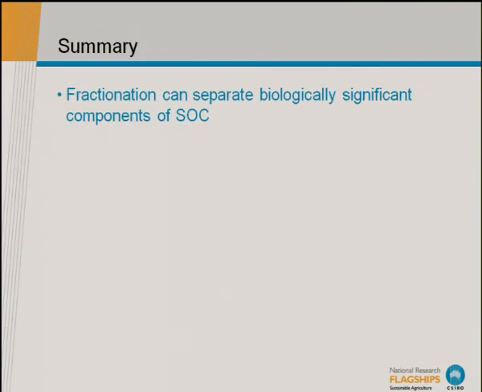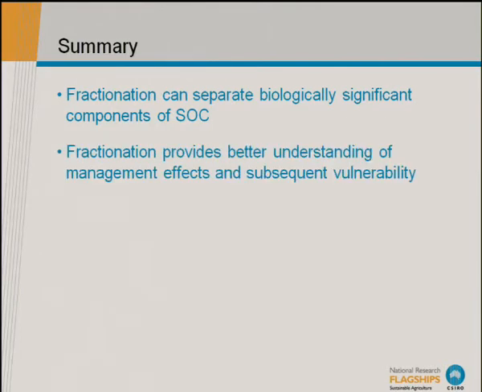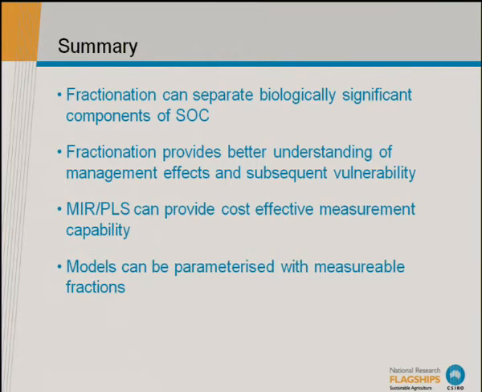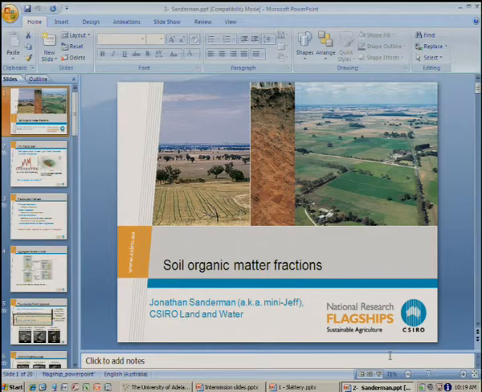So fractionation, we can separate more biologically significant components of the organic carbon in the soil, provides a better understanding of management effects and subsequent vulnerability to change. This mid-infrared, partial least squares calibration prediction method can provide this nice cost-effective measurement capability on a large number of samples. And this idea that we could parameterize models with these measurable fractions to give us much more confidence in the model outputs. So yes, that's it.